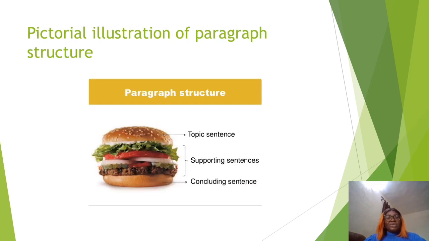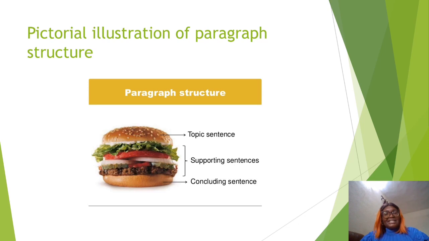Now look at the pictorial illustration of a paragraph structure. What you have before you is a burger. We know that by mere looking at the surface of this burger, once you see it, you know that it is a burger, right? That is the topic sentence. Then we have a lot of ingredients in the middle of the burger. And these ingredients are used to support the burger, to make it more tasty, to make it more sweet, to make it more delicious. And this in writing is called supporting sentences.